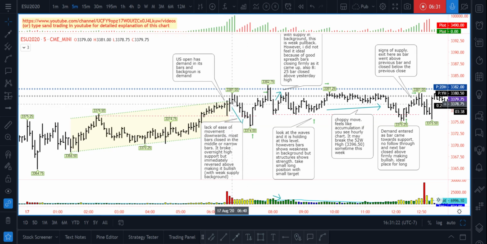The reason we are taking it is the background conditions: strength, weak supply. Because of those reasons we are taking this one. As you can see, it starts going up. Of course, where is your target?